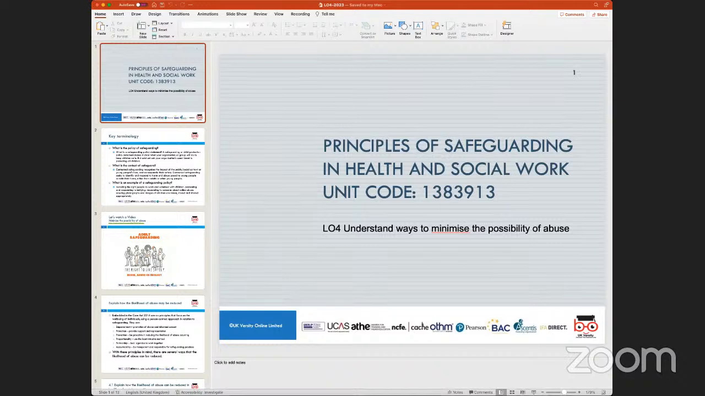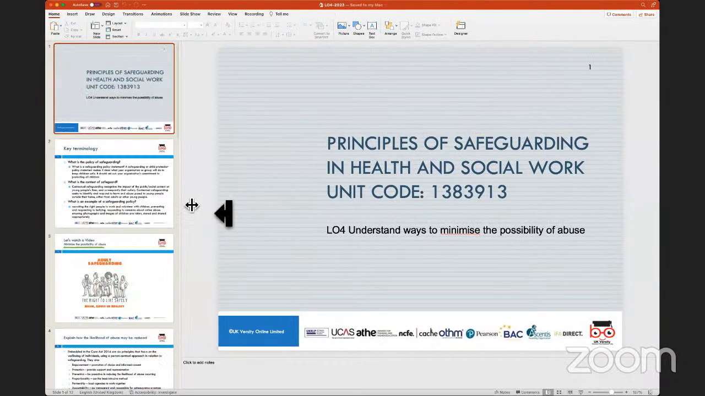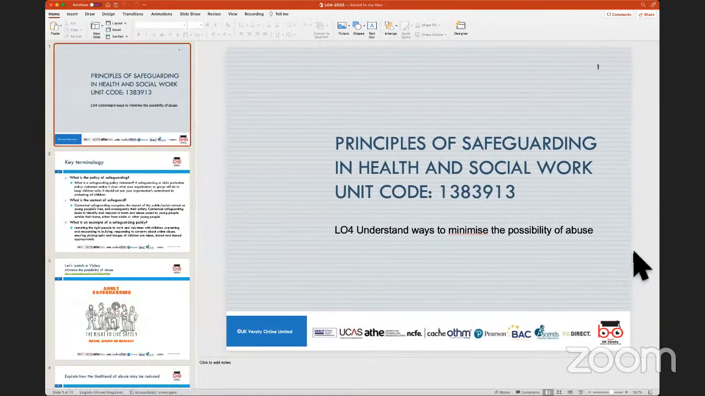Now, what we are looking at doing today is covering Learning Outcome 4. But before we go into Learning Outcome 4, which is the last learning outcome of this unit, let's do a brief recap of what we've studied so far in the safeguarding unit. If you recall, we've been studying the importance of safeguarding. Why is safeguarding important, and why is it most important in the context of health and social care?